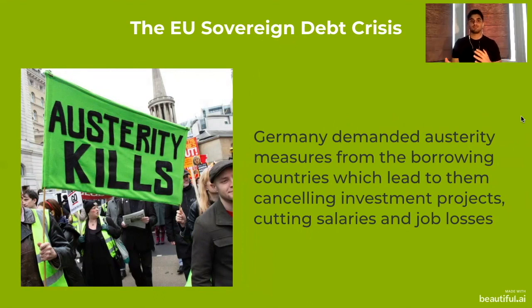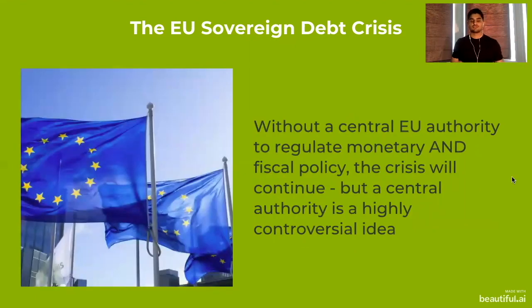Austerity measures meaning cutting public services, cutting wages, cutting jobs. And when you implement these austerity measures in these countries, inevitably that leads to cancelled investment projects like new buildings and skyscrapers and things like that, cutting salaries from people, especially in the public sector, and job losses, right? Just cutting jobs completely. And so now in 2021, we have this problem where without a central European Union authority to regulate monetary and fiscal policy, that is, regulate how Greece and Portugal and Spain are able to borrow money, this crisis is just going to continue.